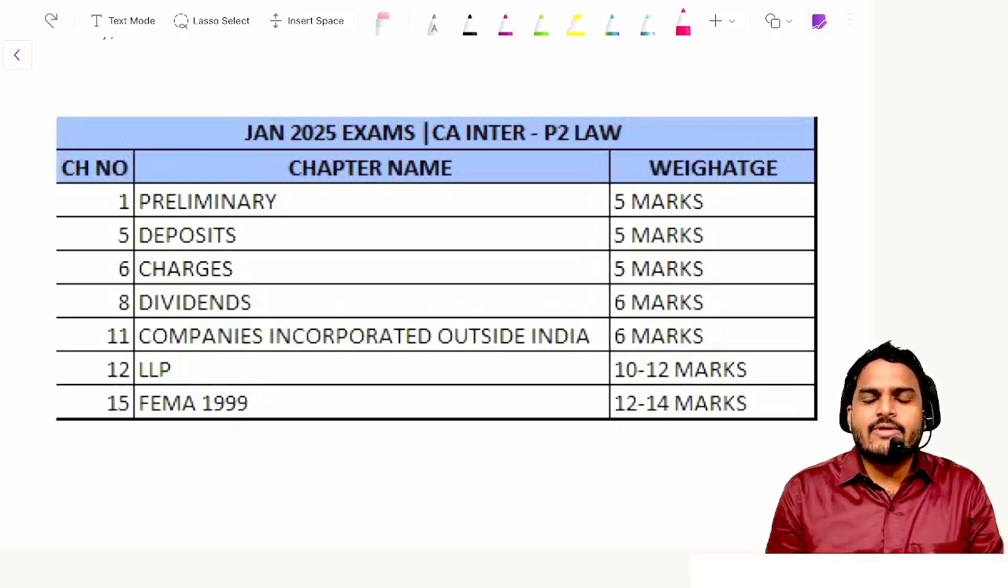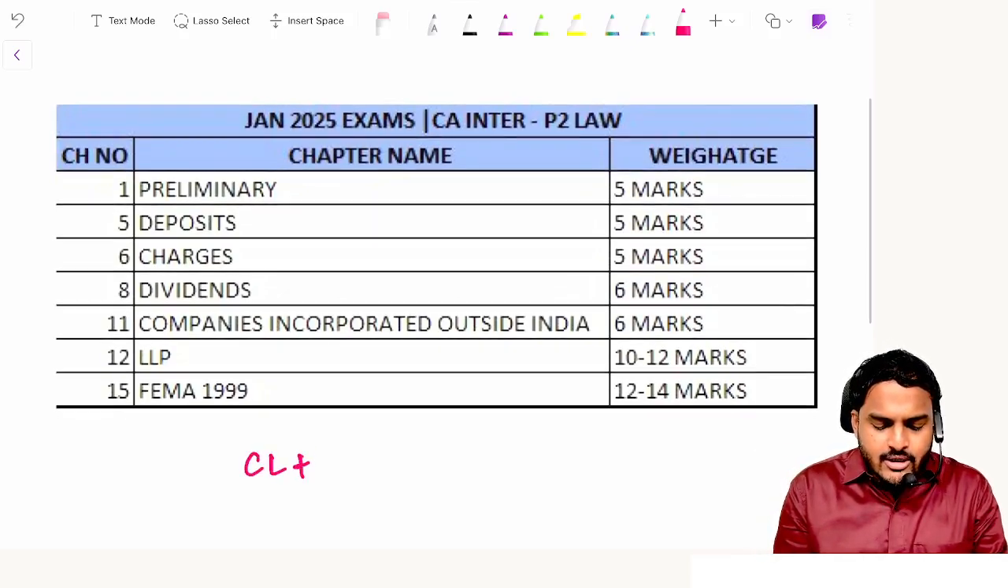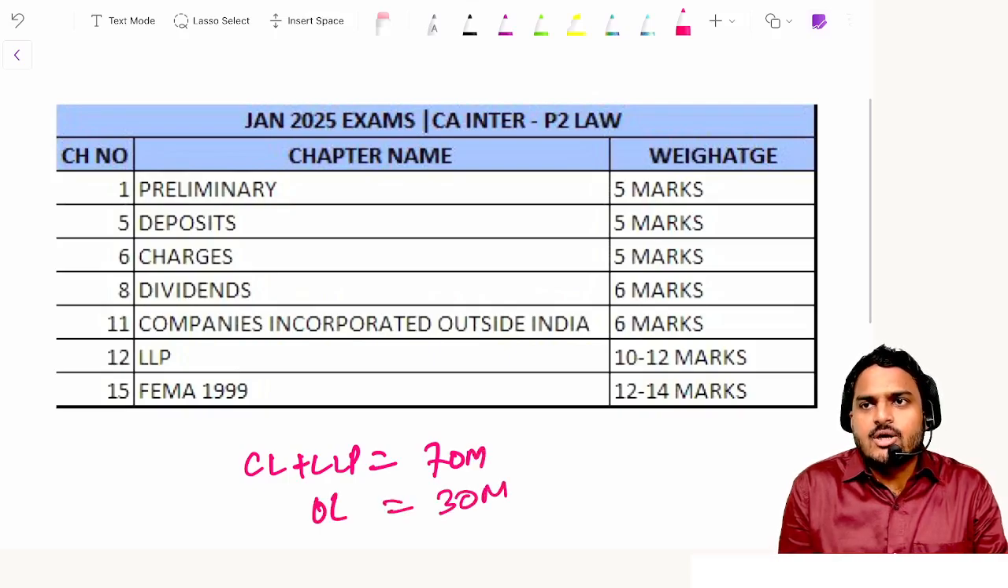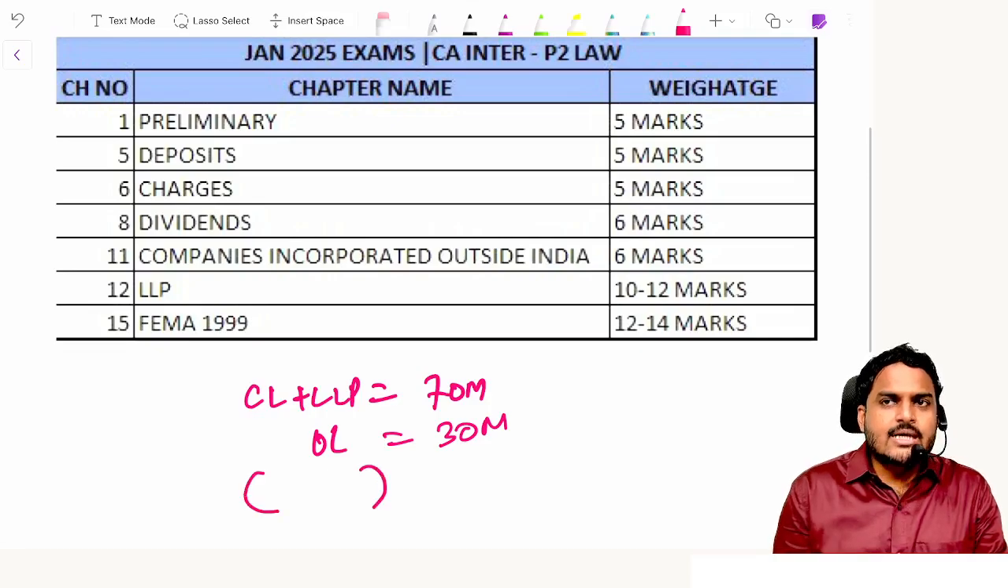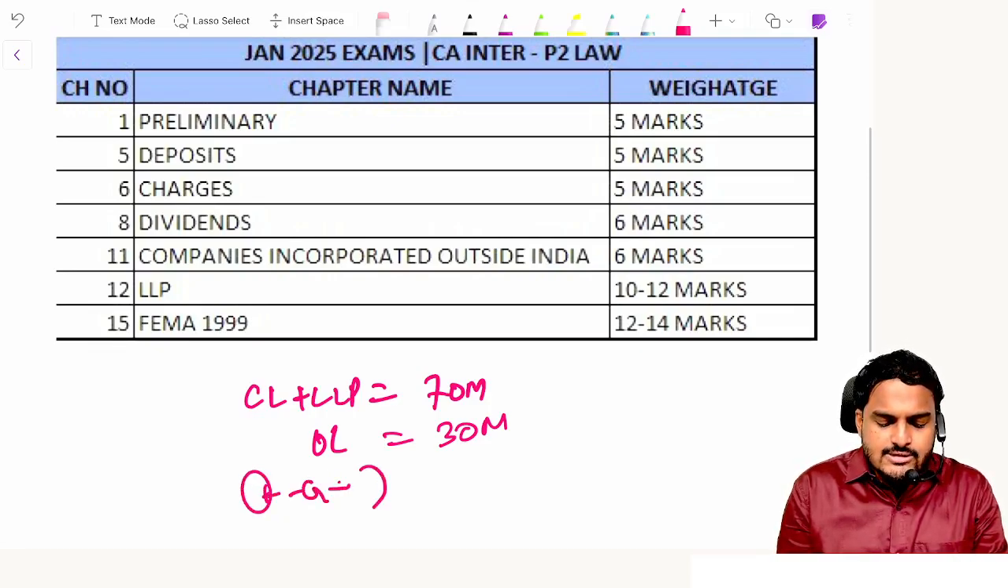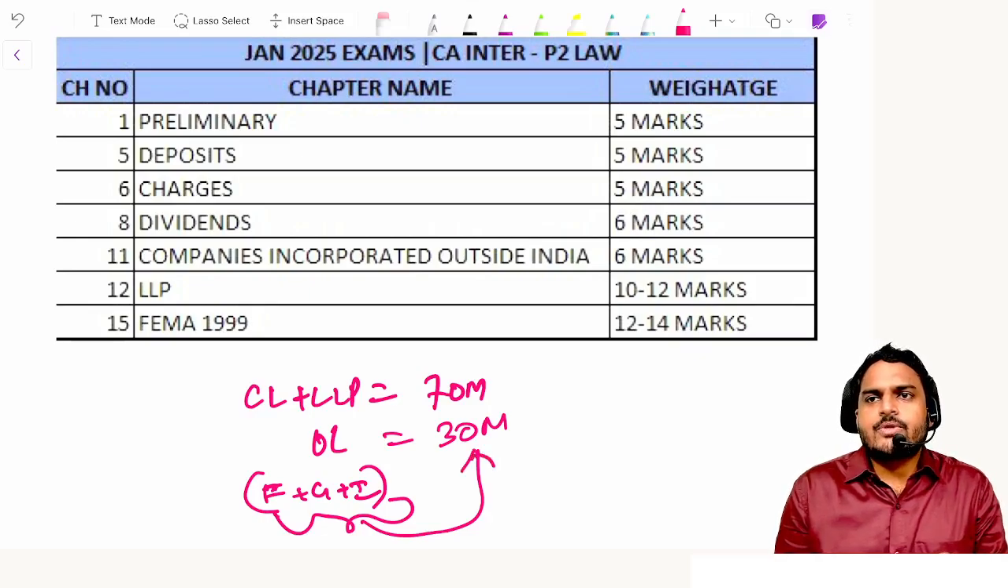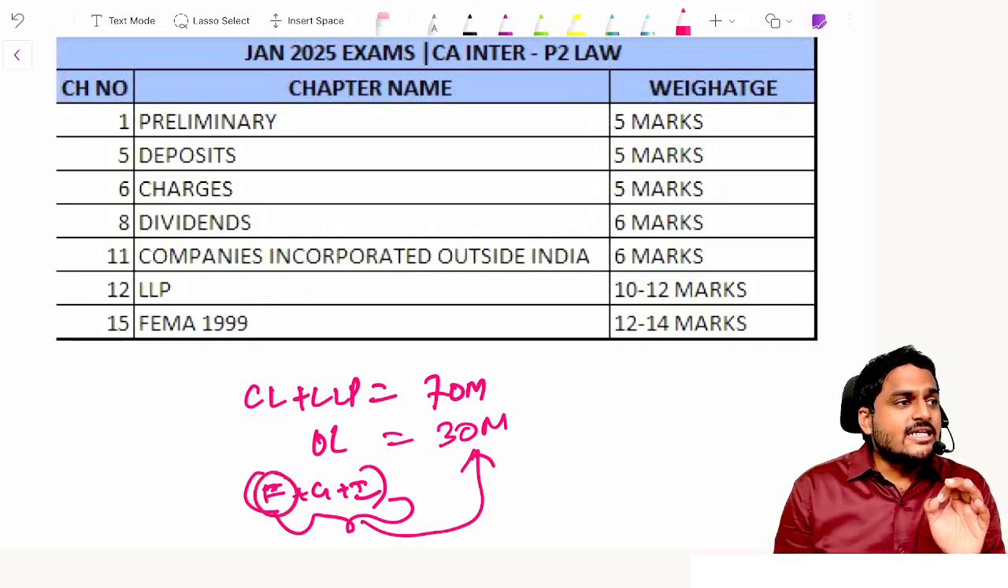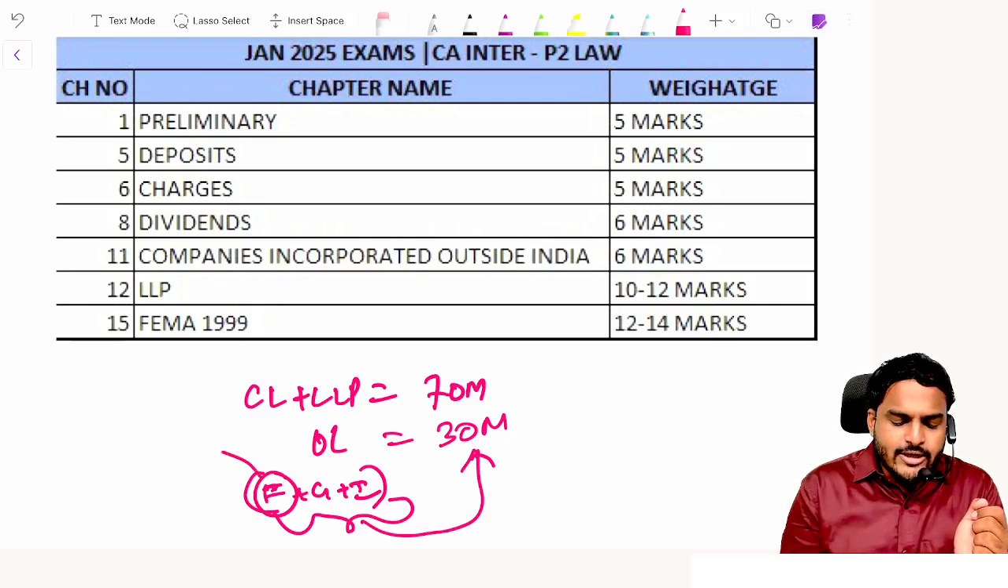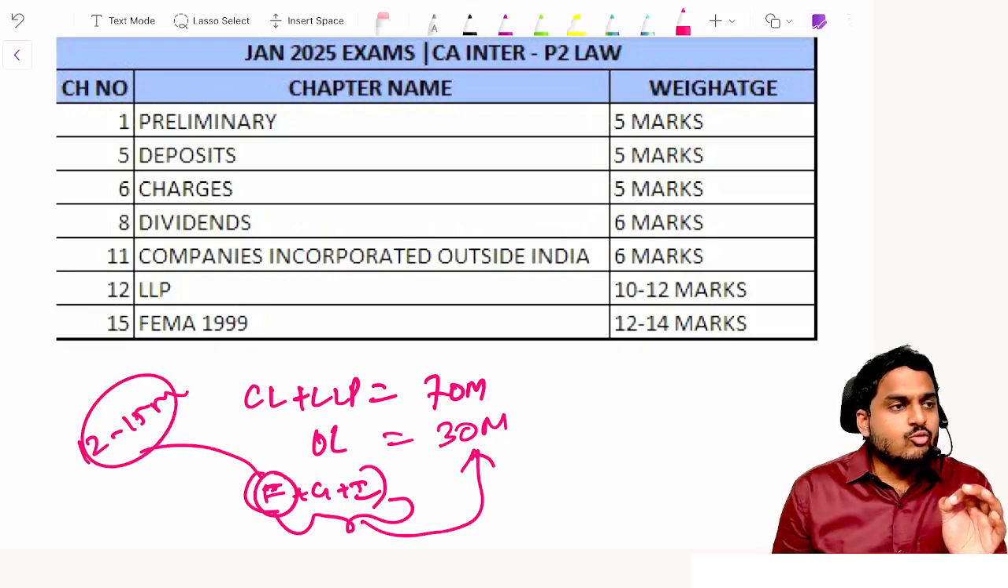And company law, including LLP, is having a weightage of 70 marks. Other laws is having a weightage of 30 marks. So in other laws, we are having only 3 chapters: FEMA, General Clauses Act, Interpretation of Statutes. 3 chapters put together, 30 marks is the weightage. Of course, out of these 3 chapters, FEMA is the smallest chapter and easiest chapter. So from FEMA, you can expect on an average 12 to 15 marks.